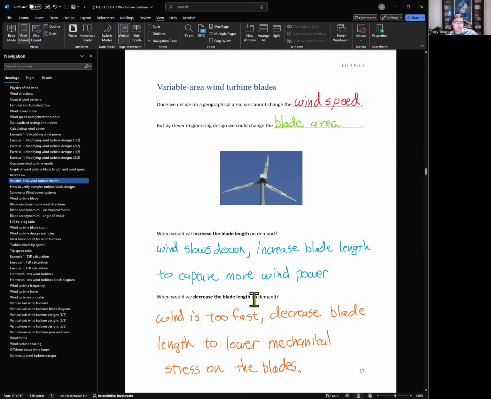When would we want to decrease the blade length? When the wind is too fast. So let's say the wind is blowing too fast today. It's past the limit of where the design likes. We could damage the wind turbine if it's too fast. By decreasing the blade, we're decreasing the area, we're lowering the power output, so we're not stressing the mechanical system as well, right? So when it's too fast, let's pull in those blades a little bit, lower the mechanical stress on the blades, make sure they don't snap and then we just have a catastrophic failure. Okay. So variable wind turbine blades, that's the thing, sure. Okay.